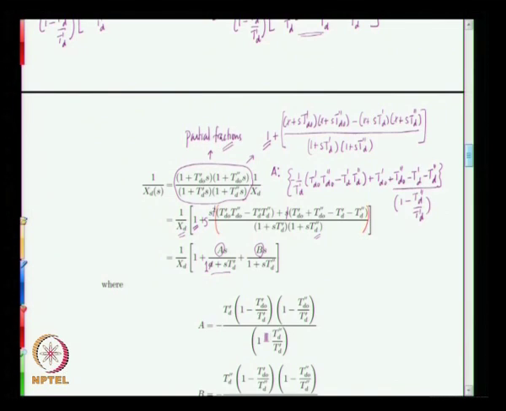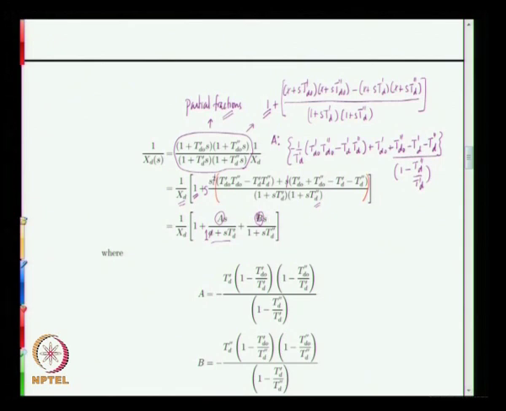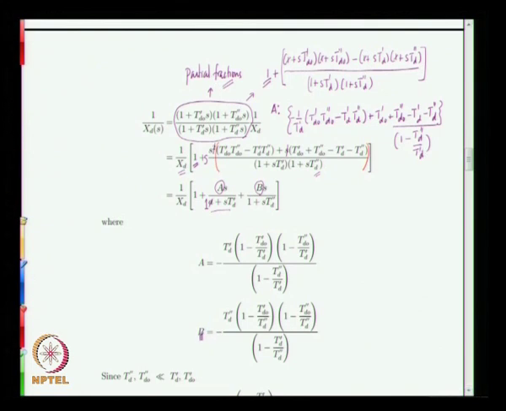Now in a similar way one can try to derive an expression for this B. What you need to do is multiply this expression by 1 plus S T double dash d, so that this will go away, and substitute S equals minus 1 over T double dash d, and then simplify that expression. So that will come as B equals minus T double dash d into 1 minus T dash dO by T double dash d into 1 minus T double dash dO by T double dash d divided by 1 minus T dash d by T double dash d.